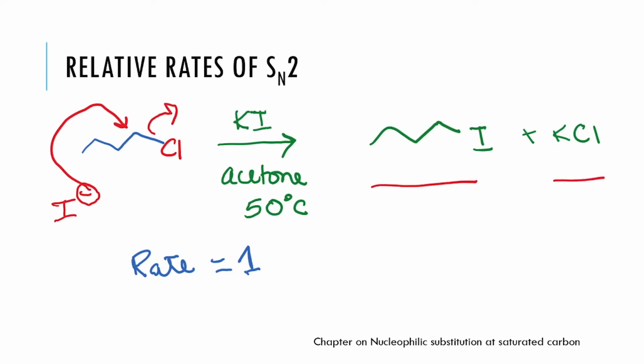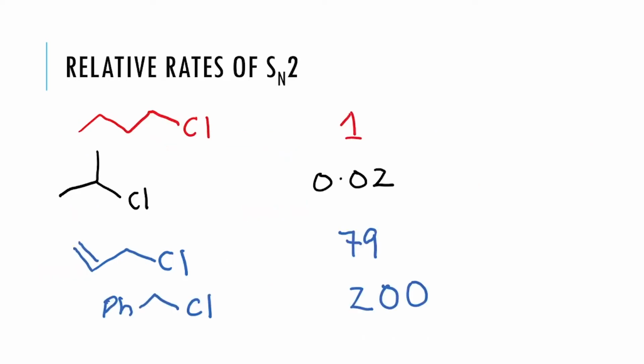Now I measure the rate of the reaction. We call this a relative rate of the reaction, and we just assign it to be 1. With respect to this rate, we can do a systematic study of what happens if I change the group that is present next to the carbon-chlorine bond.